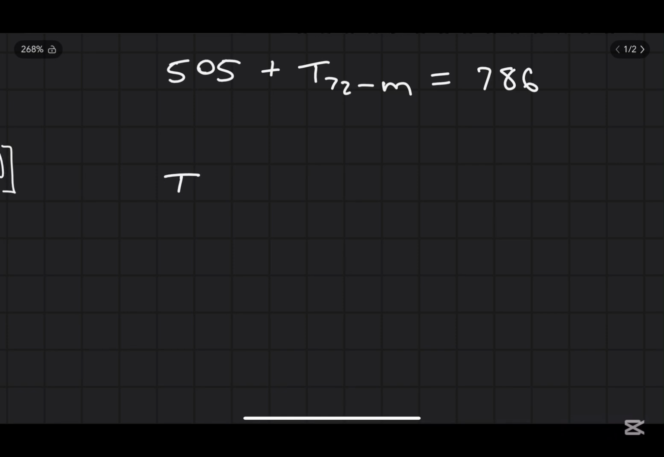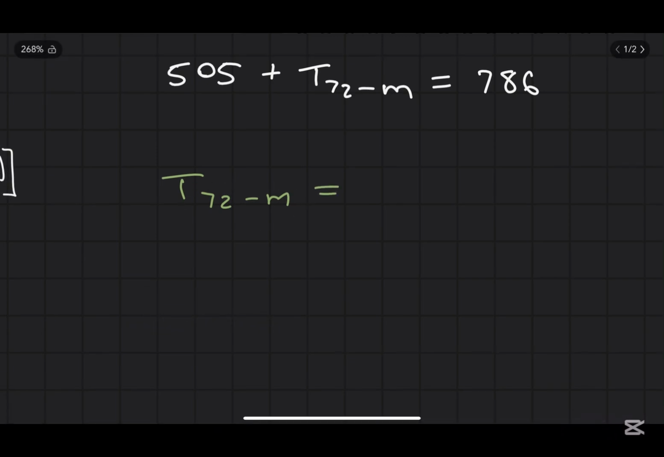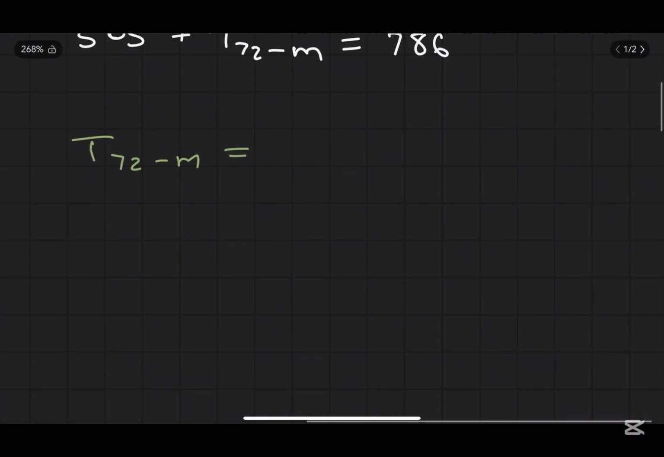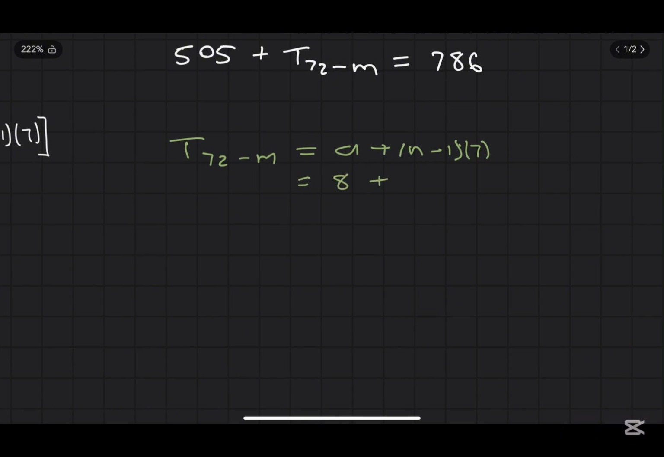In this case, here's what I'm going to do. I'm going to go back here and find out what is T72 minus M. Remember now, this becomes our N. So now we know that the formula is A plus N minus 1 times 7. 8 is the first value, and then our N becomes 72 minus M, minus 1, all of that multiplied by 7. Very simple.